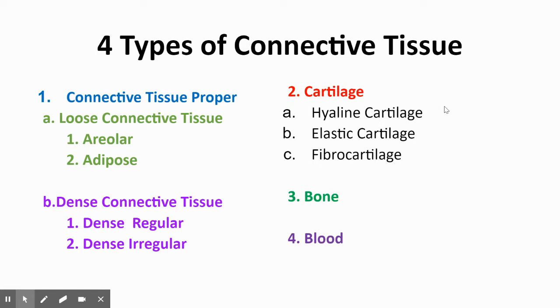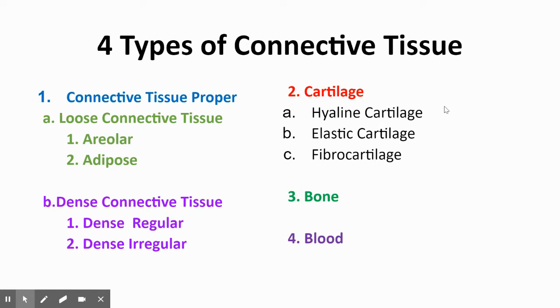The part we're going to focus on today is what's referred to as connective tissue proper. We're going to go over loose versus dense connective tissue. In the second part of this lesson, we're going to talk about cartilage, bone, and blood. Connective tissue proper, cartilage, bone, and blood are our four subcategories of connective tissue. Today, we're just going to focus on loose versus dense connective tissue.